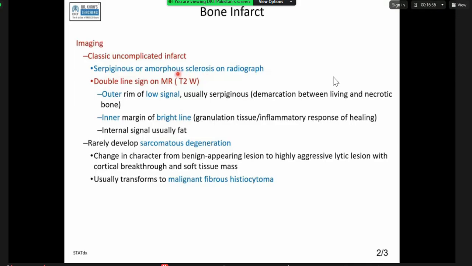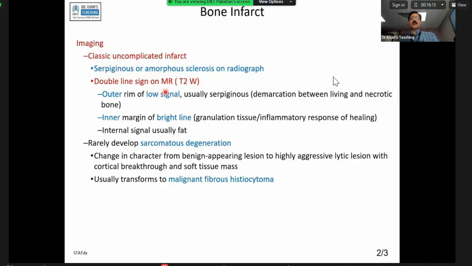You have to differentiate it from calcification of an enchondroma, which is a cartilaginous tumor. A cartilaginous tumor like an enchondroma will have ring and arc or punctate calcification. I'll show you a few radiographs. And this scenario is important for your exam.